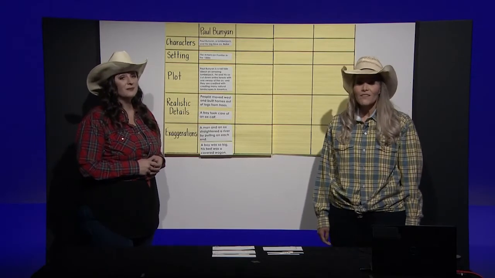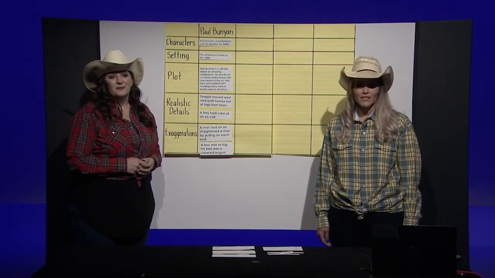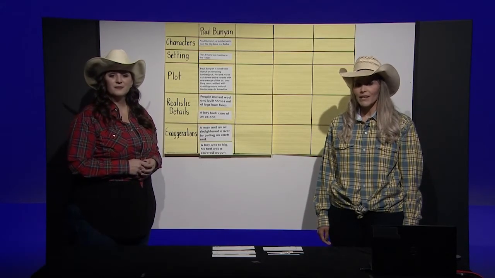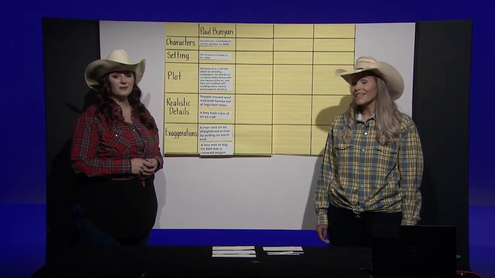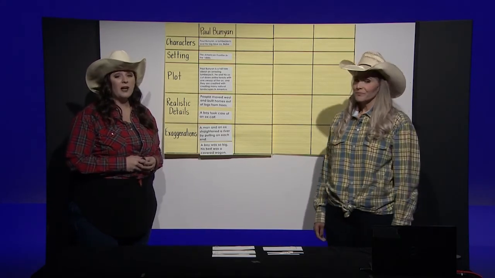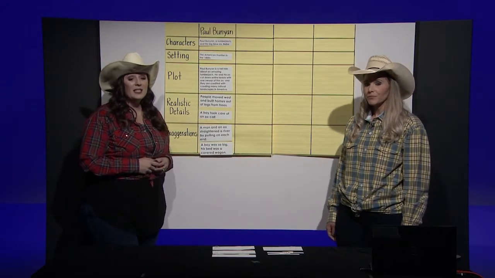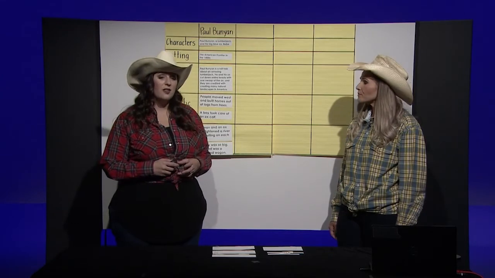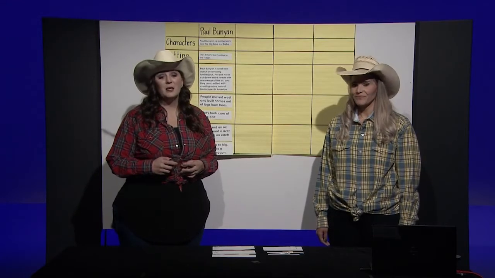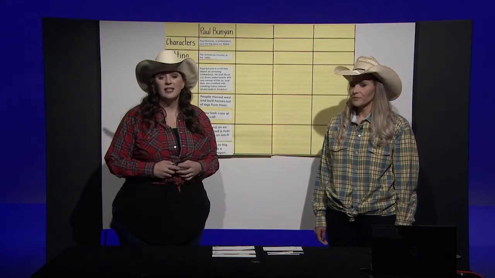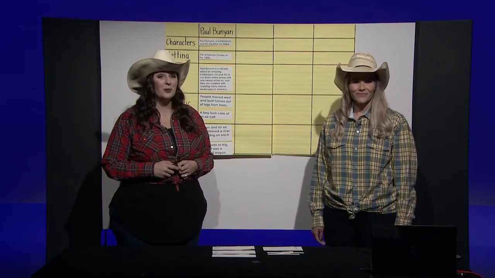Today we will add to the anchor chart behind us to demonstrate our learning. Notice the column on the left has the titles Character, Setting, and Plot. A character is who or what the story is about. The setting is when and where the story takes place. And the plot is a summary of the main events in the story. And boys and girls, we have a row for realistic details and exaggerations. Realistic details are the details in a tall tale that could happen in real life. An exaggeration in a tall tale makes the main character seem larger than life. He or she is always bigger, stronger, smarter, and faster than real people.